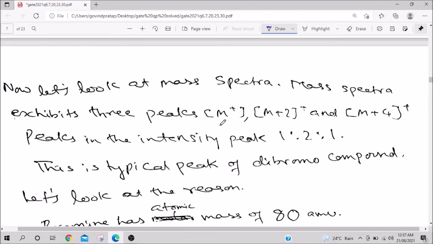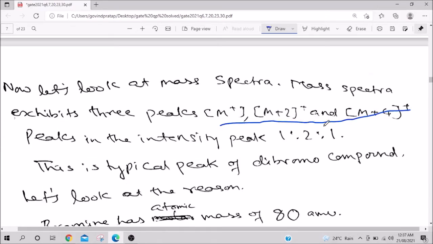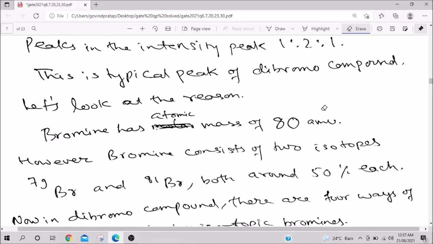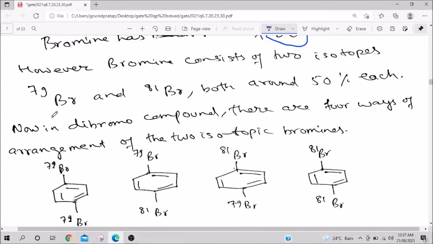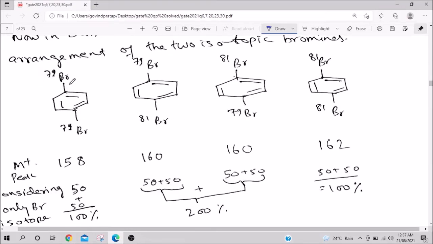So if the peaks appear as M+, M+2, and M+4 in a 1:2:1 ratio, then please understand it has to be dibromo only. Why? Basically, if you see bromine in the periodic table, its atomic mass is 79 point something or 80 point something, very close to 80, because it has two isotopes: bromine 79 and bromine 81. They are both around 50-50 to each other. So what are the possibilities in which they can be arranged? It is possible that both positions have bromine 79.